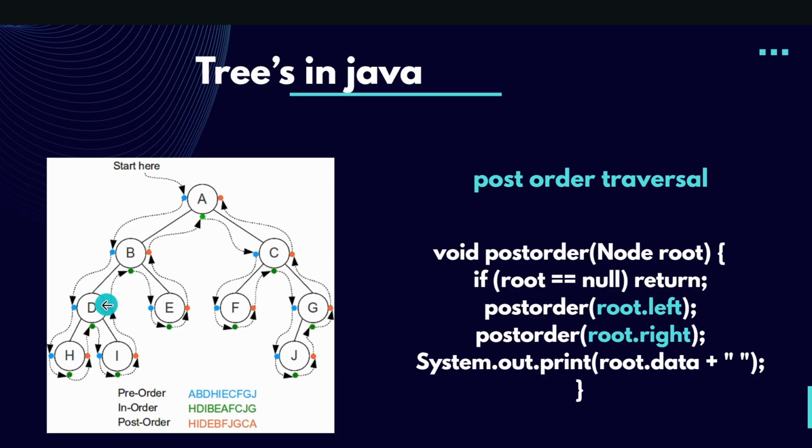So H, and after H you can see I here. You can follow the arrows, how I am following. So D we have, E we have, B we have. Come here, F we have, J we have, G we have, C we have. So finally we are printing A. You can see the same order that I have said now. So by seeing this diagram you can simply understand what is meant by pre-order, in-order, and post-order traversals.